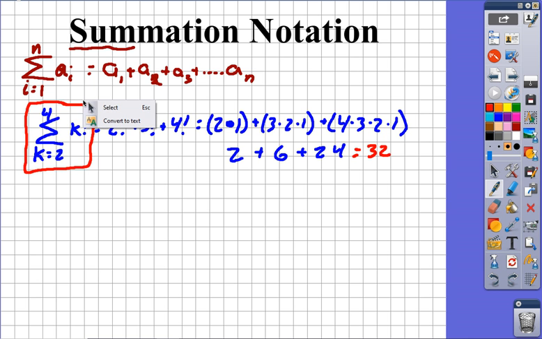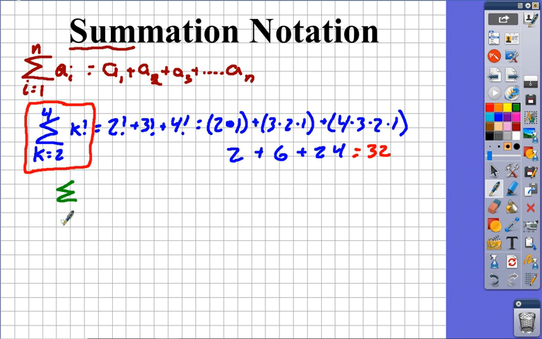It equals 32. So, as you notice, we can use other letters than i, and we can start at other lower limits than 1. Okay, so make sure you're aware of that. The last thing I want to do is share with you three properties of sums, of summations. They're pretty obvious, but it's a good idea to take a look at them.